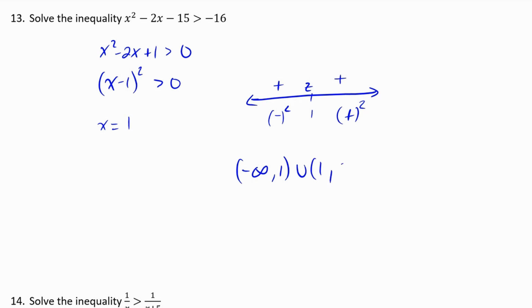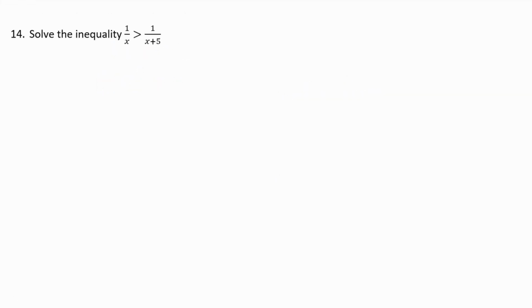Union 1 to infinity. We had to take out that 0 there. All right, now we want to solve the inequality here. I'm going to first start by setting this equal to 0. So 1 over x minus 1 over x plus 5 is going to be greater than 0. And then I need to create a common denominator.